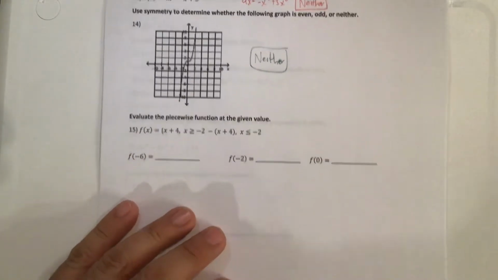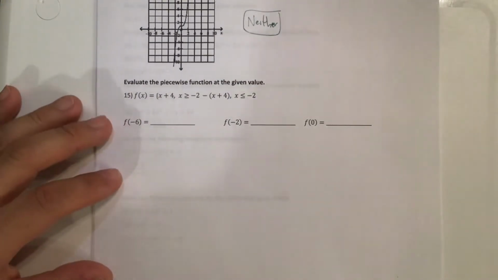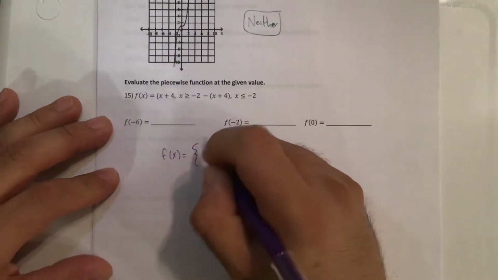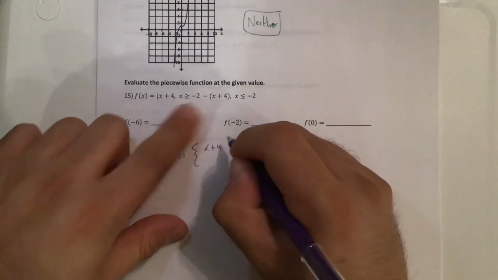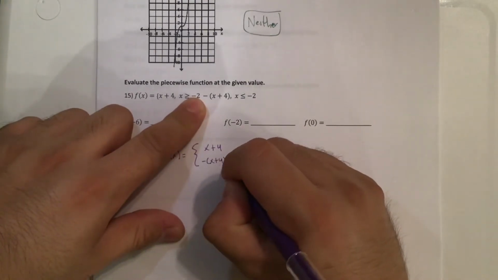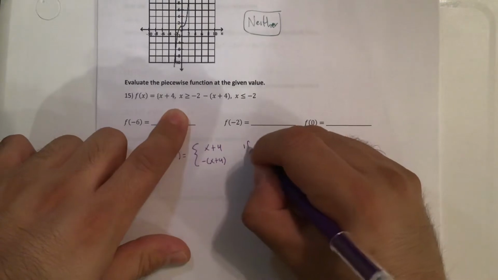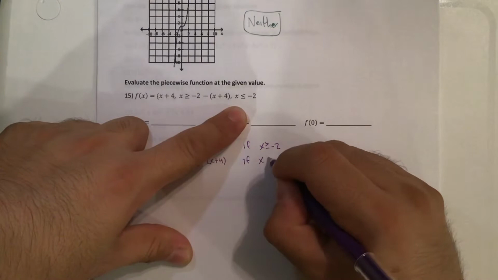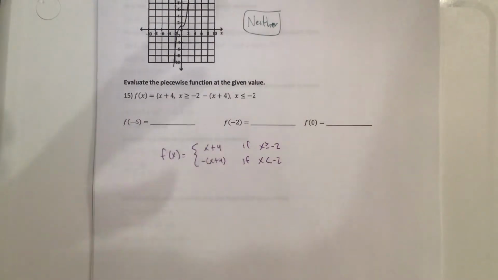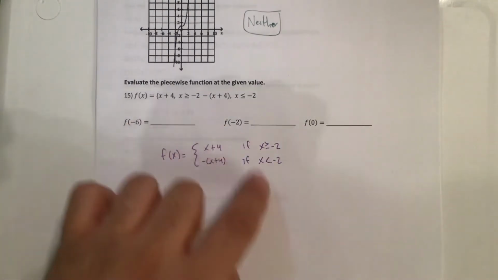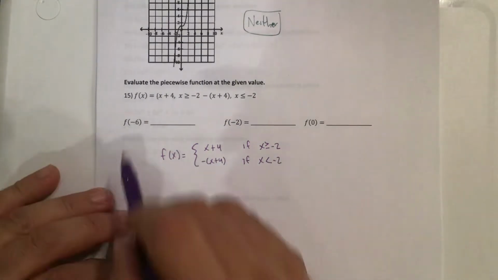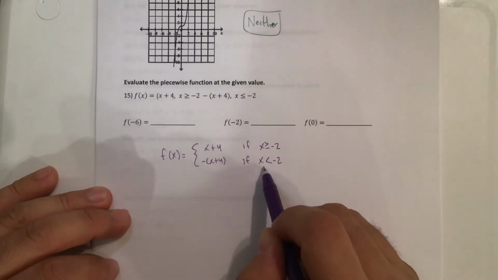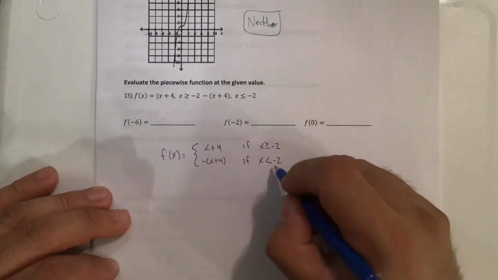For 15, first off, I need to rewrite this. So it should have been f of x equals, and we have two of them, so we have x plus 4. Then we have negative parentheses x plus 4. So the first one is if x is greater than or equal to negative 2. And the second one, it shouldn't have that equal bar, so I'm going to make it x is less than negative 2. Now, what I'm going to do is check my x values and see which restriction they fall into. So for this first one, negative 6 is not greater than negative 2. Negative 6 is actually less than negative 2. So the first one is going to go right here.